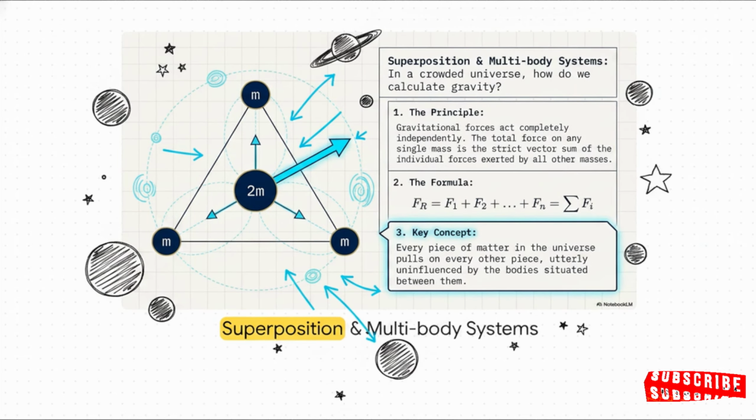So what happens when there are more than 2 objects? I mean, we live in a pretty crowded universe. Enter superposition. The principle here is that gravitational forces act completely independently of one another. The total gravitational force on any single mass is just the strict vector sum of all the individual independent forces pulling on it. Every piece of matter pulls on every other piece, totally uninfluenced by anything sitting between them. You just calculate each individual pull and add the arrows up.